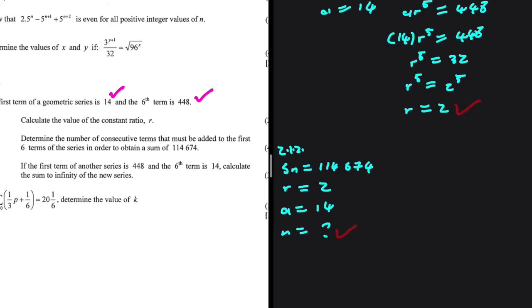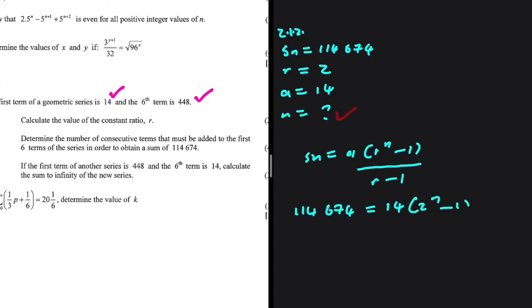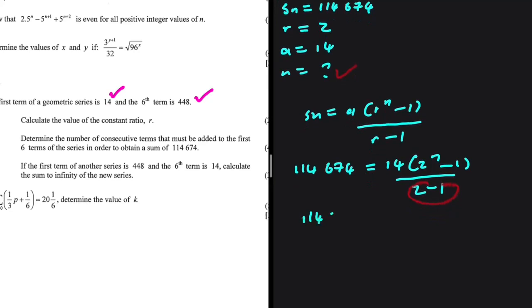Let me show you what I'm talking about. We're going to have Sn being equals to A multiplied by R to the power n minus 1 divided by R minus 1. The sum is 114,674. A is equals to 14, R is equals to 2, n is what we're interested in, minus 1 divided by 2 minus 1. If we cross multiply, this is 2 minus 1, right, which is just 1. We're going to have 114,674 being equals to 14 multiplied by 2 to the power n minus 1.